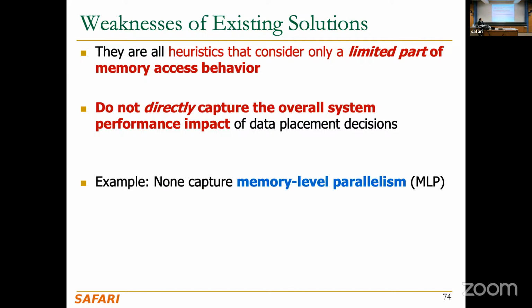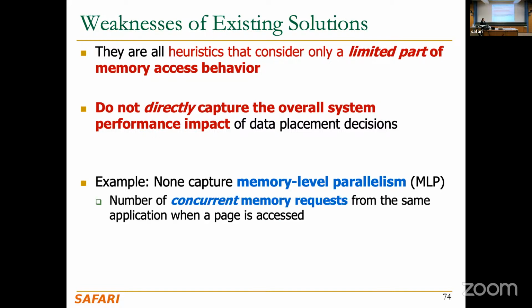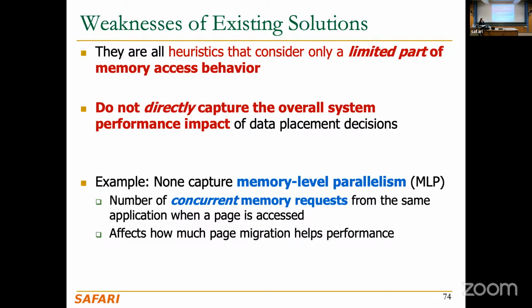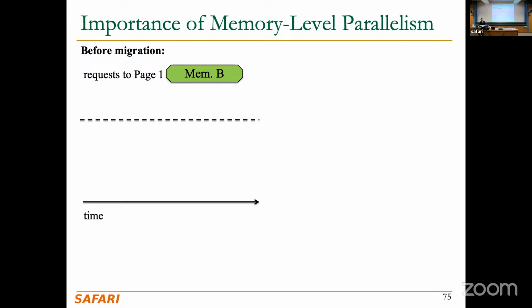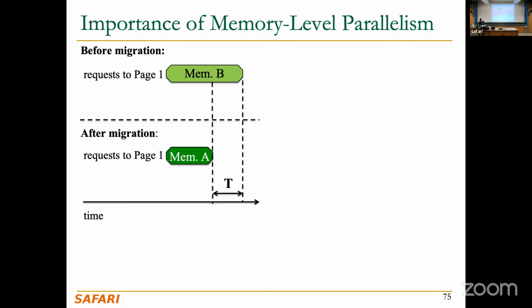So here is an example. We have a lot of memory parallelism in the memory system, and the number of concurrent memory accesses from the same application when the page is accessed affects how much page migration helps the performance. We have page 1 accessing the slow memory, and after migration of page 1, we can achieve some cycles reduced.